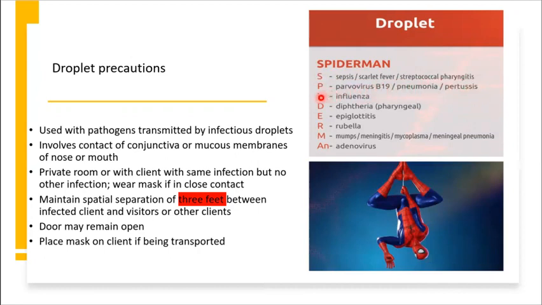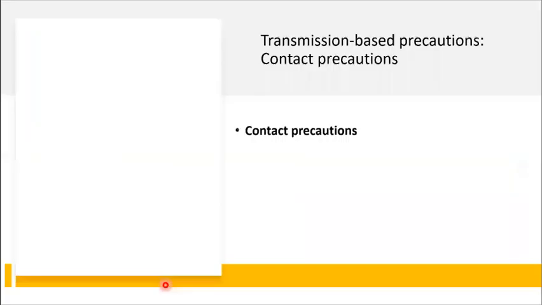I would be influenza, so you're going to see influenza, Haemophilus influenza. D would be diphtheria. E would be epiglottitis. R would be rubella. M would be for your mumps. Another common one would be meningitis, mycoplasma, meningeal pneumonia, and AN would be adenovirus. So again, Spider-Man reminds me, when I remember Spider-Man dropping from the roof, I think about droplet precaution, and then I spell it out to have all of those disease conditions that are in that category.